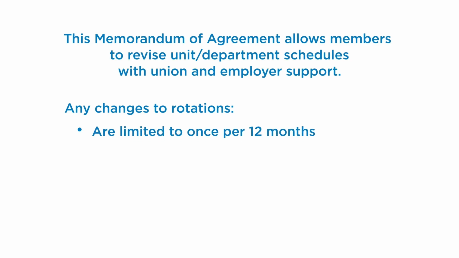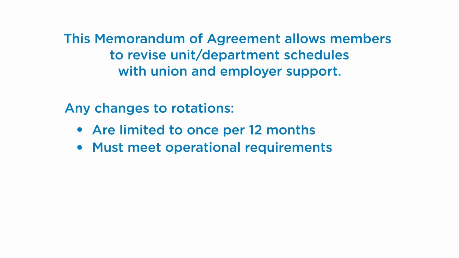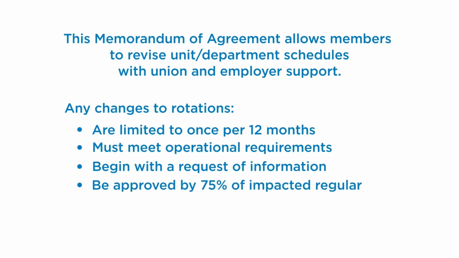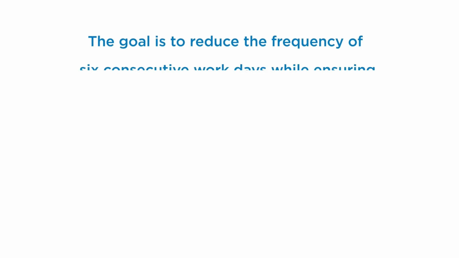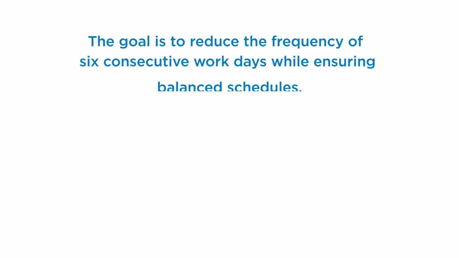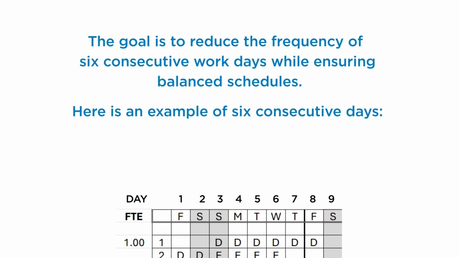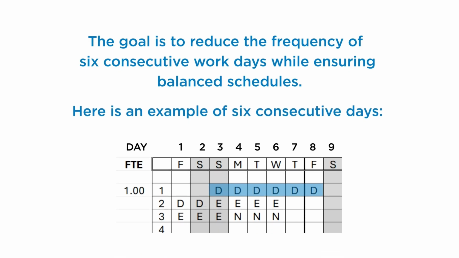Any changes to rotations are limited to once per 12 months, must meet operational requirements, begin with a request of information, and be approved by 75% of impacted regular employees. The goal is to reduce the frequency of 6 consecutive workdays while ensuring balanced schedules. Here is an example of 6 consecutive days.